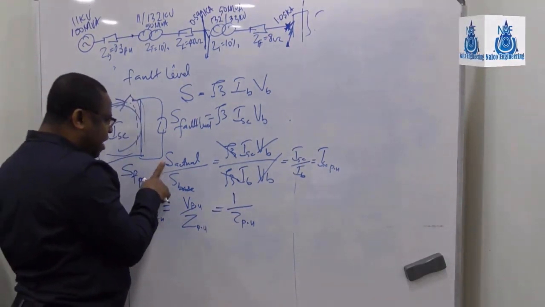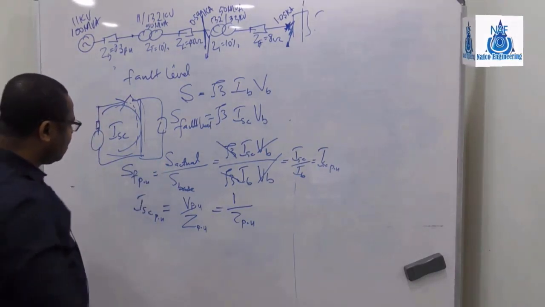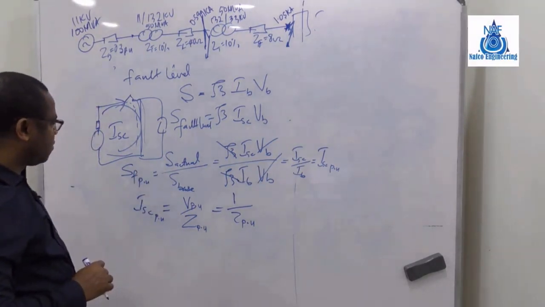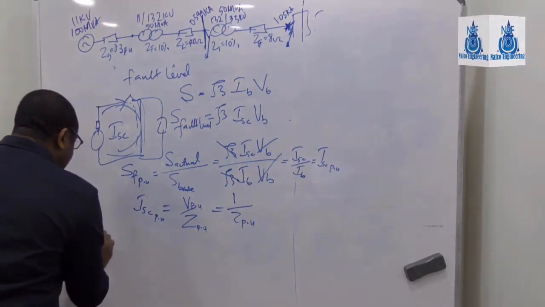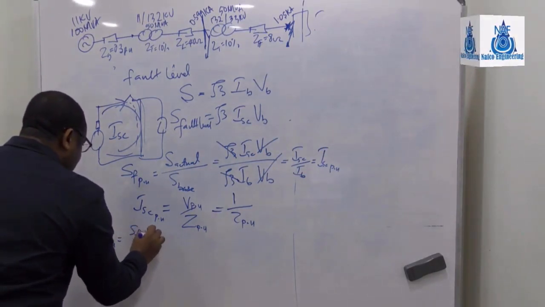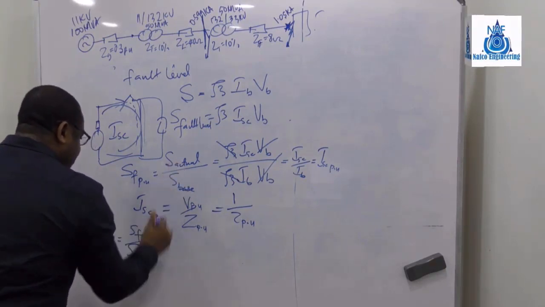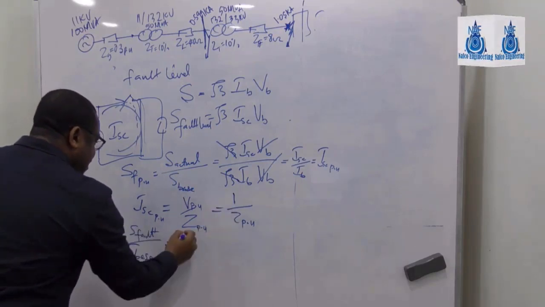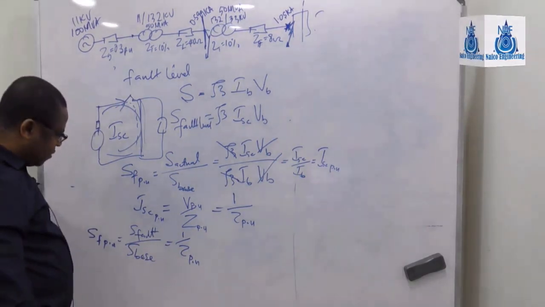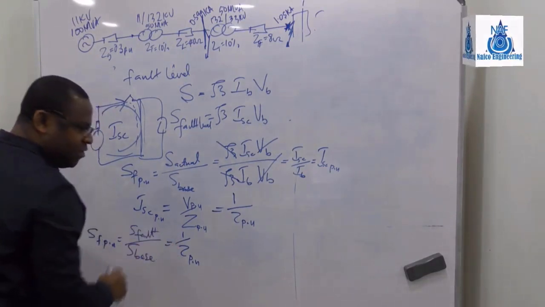It's the same as S actual over S base. And this S actual is our S fault level. So what I'm saying is that S fault in per unit is S fault over S base. That is S fault over S base. But we have seen that is the same thing as 1 over Z in per unit. Can you see that S fault over S base is 1 over Z in per unit?